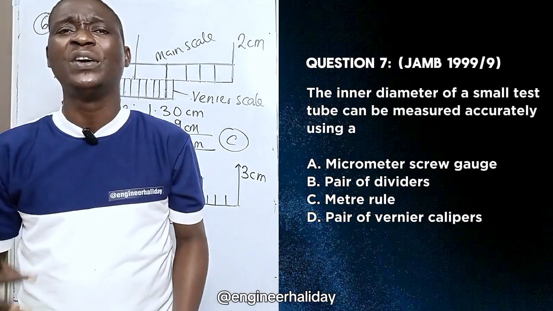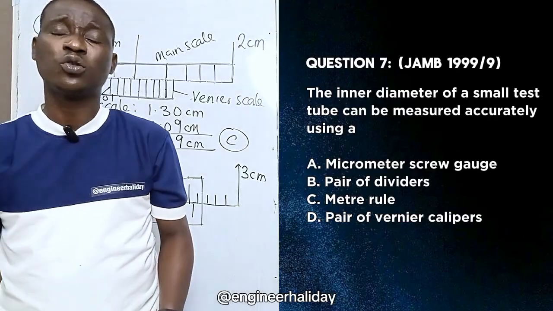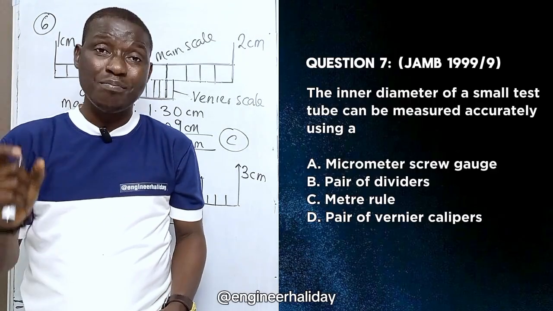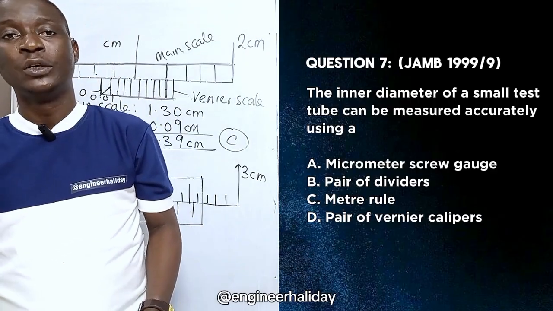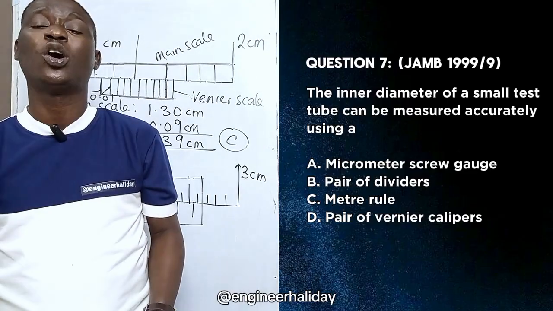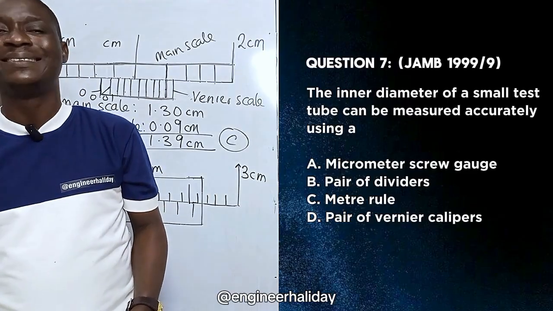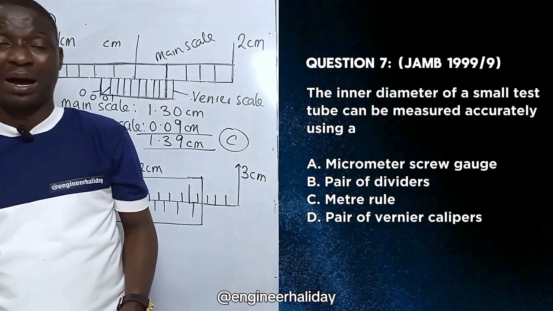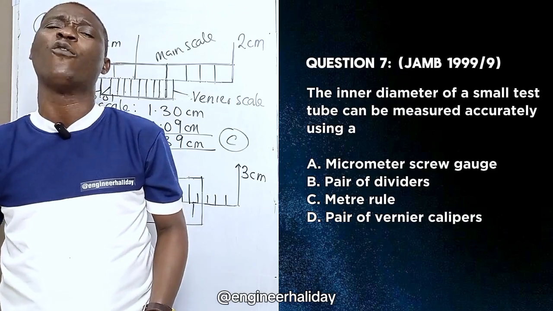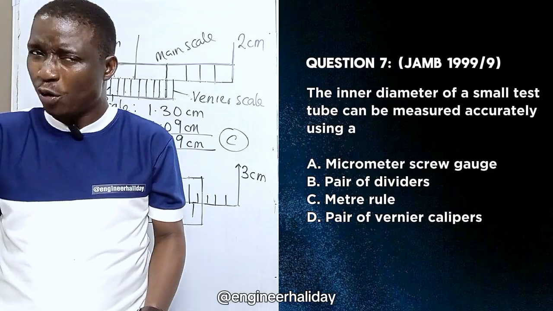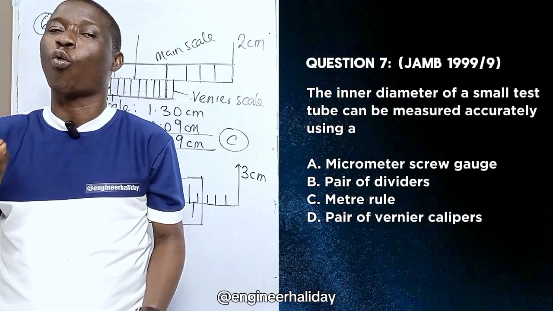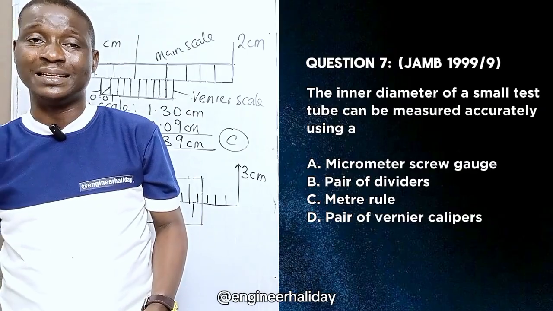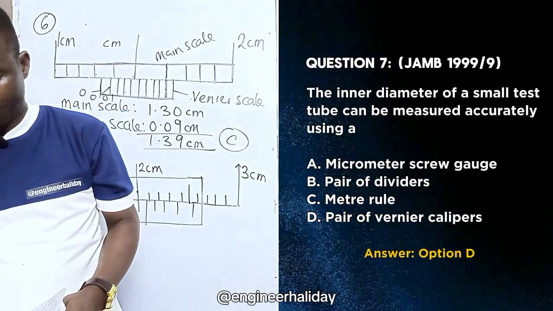For example, the diameter of a thin rod, we use a micrometer screw gauge. But if you want to measure the external diameter of a rod, we use a vernier caliper. If you want to measure the thickness of a piece of paper, use a micrometer screw gauge. But the diameter of a ball, we use a vernier caliper. If you want to measure the diameter of a small ball, when they use that word small to qualify the name of the thing, we call it what? Micrometer screw gauge. So take note of that.